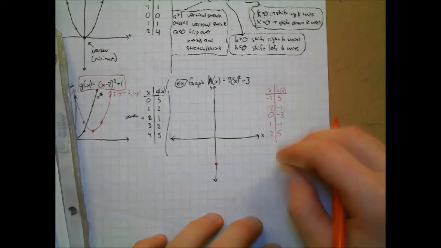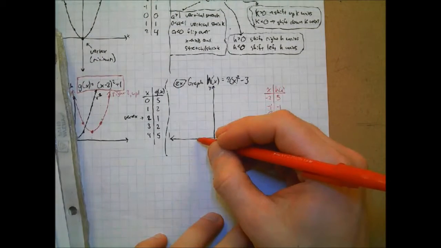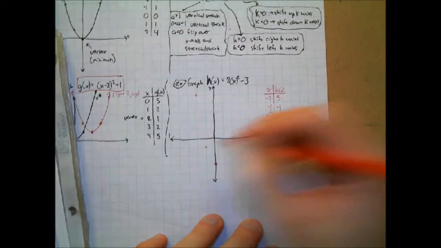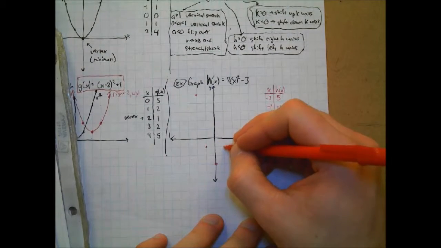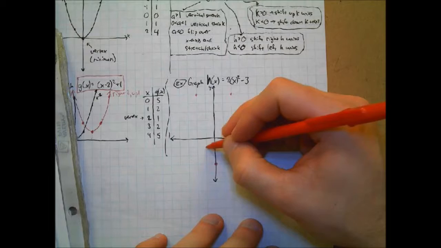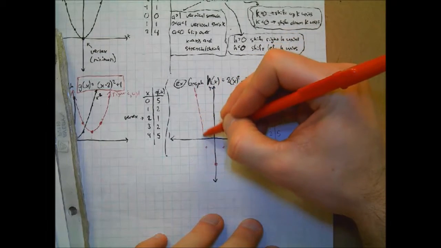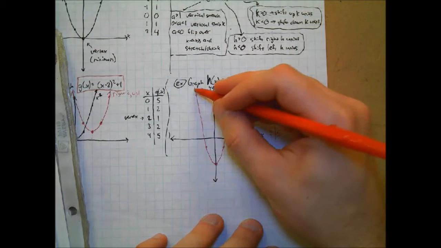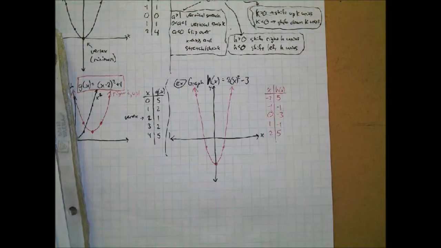Okay, plot those points. So negative 2, 1, 2, 3, 4, 5. And then negative 1, negative 1. And then 0, negative 3 we got. 1, negative 1. And then 2, 5. Okay, again, you can use that symmetry to your advantage there too. And then connect the dots. Okay, like so. And there's the transformed function, right? You can totally see the stretch. It looks a little more narrow than our other functions because of the stretch. Okay? Question on any of that?